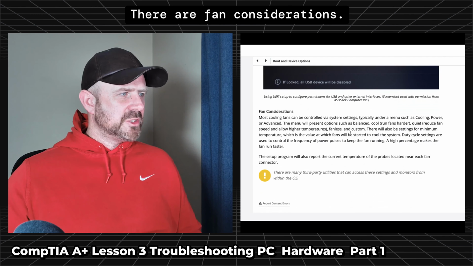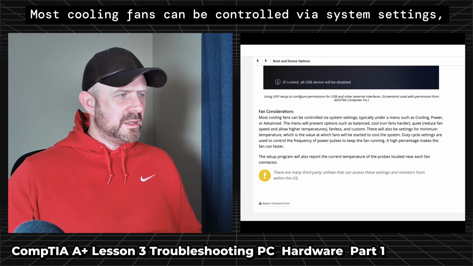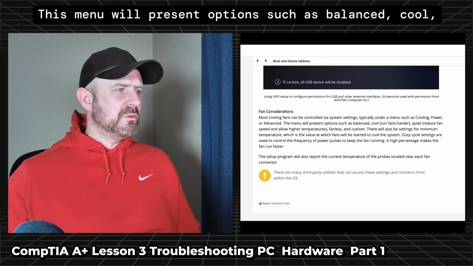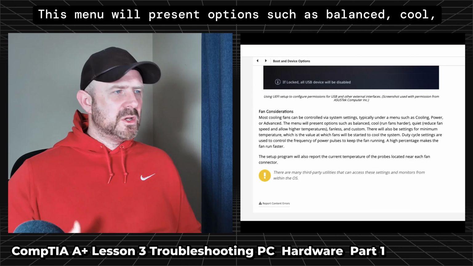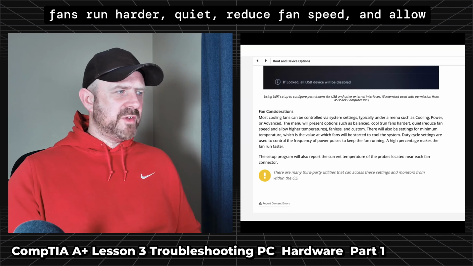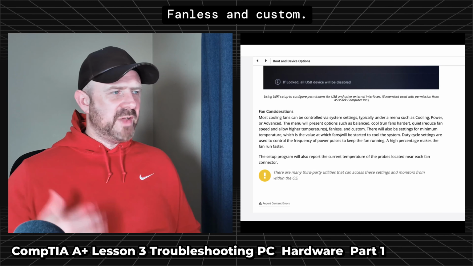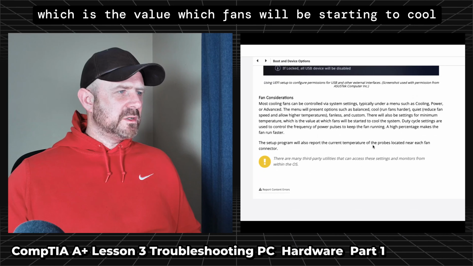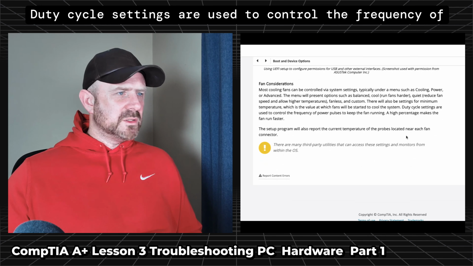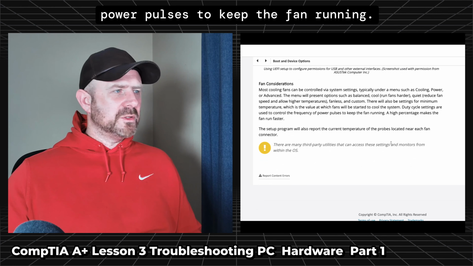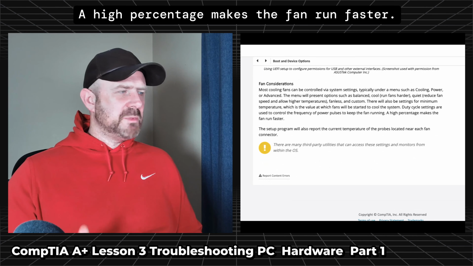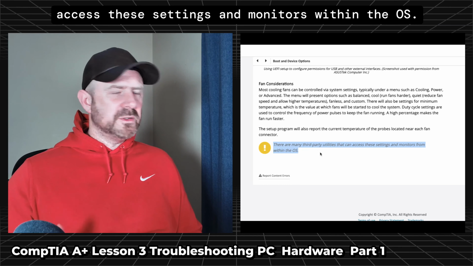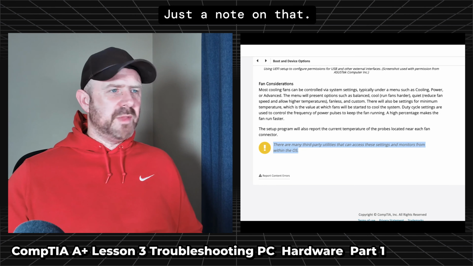There are fan considerations. Most cooling fans can be controlled via system settings, typically under a menu such as cooling, power, or advanced. This menu will present options such as balanced, cool (fans run harder), quiet (reduce fan speed and allow higher temperatures), fanless, and custom. There will also be settings for minimum temperature, which is the value at which fans will start to cool the system. Duty cycle settings are used to control the frequency of power pulses to keep the fan running. A high percentage makes the fan run faster. And there are many third-party utilities that can access these settings and monitors within the OS. So just a note on that.